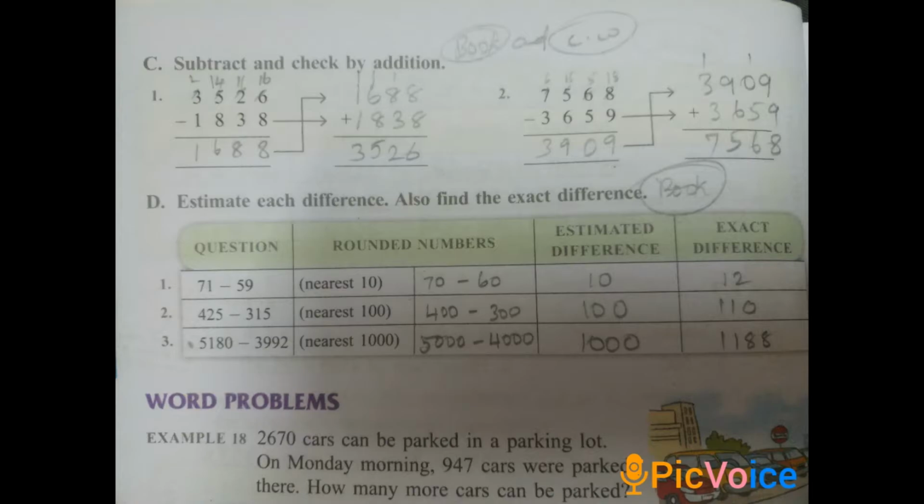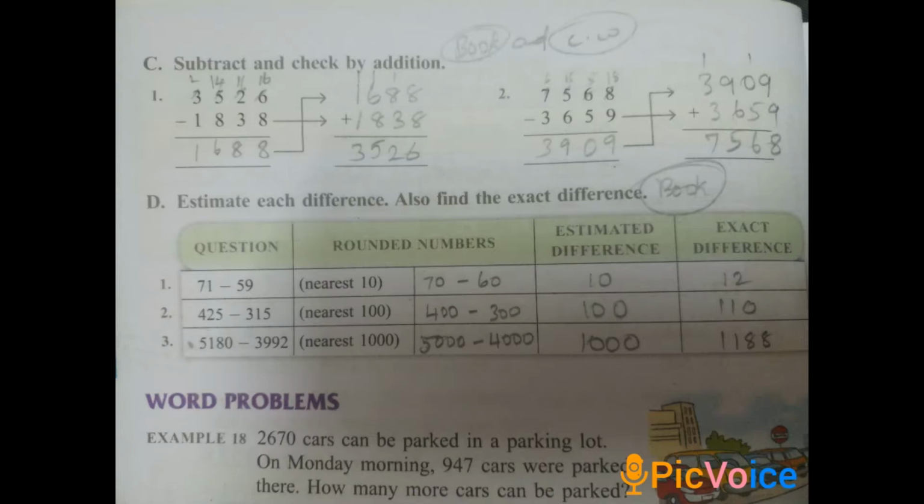3526 is our first number. That is the minuend. The first number, which is the biggest number here, is called the minuend. So the minuend number we get again when we add the difference and the subtrahend. Our answer is correct. So similarly you can try for the second sum also.